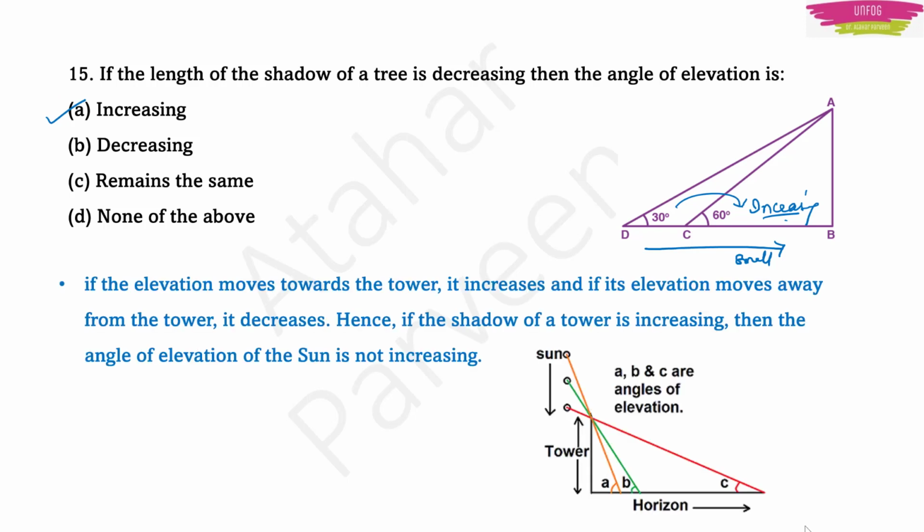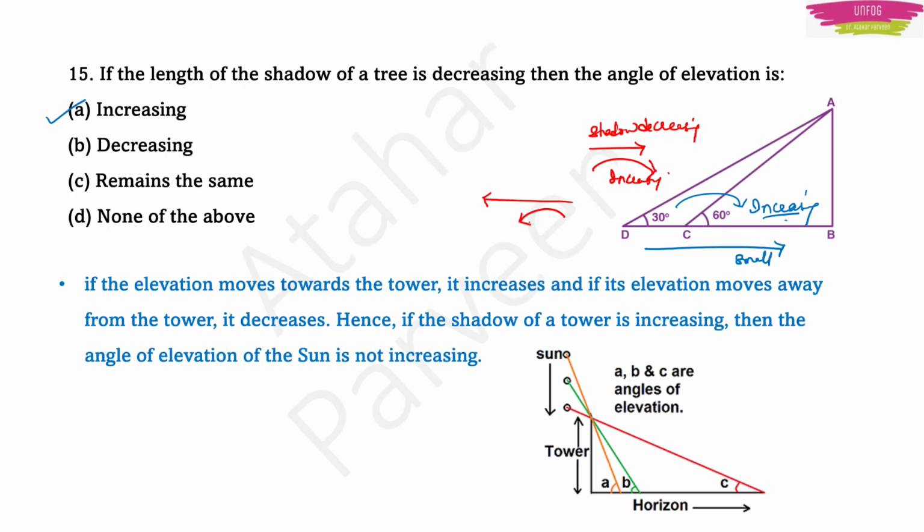See, if the observer is moving towards the tree or towards the tower, then the angle of elevation will increase. If the observer is moving away from the tower or tree, then the angle of elevation will decrease. You can see this example here also. If you are going like this, your shadow is decreasing, and the angle is increasing. If you are coming this way and your shadow is increasing, in that case your angle will decrease.